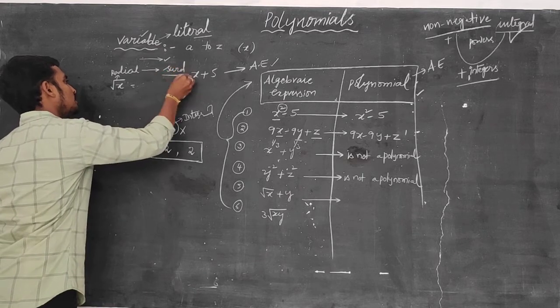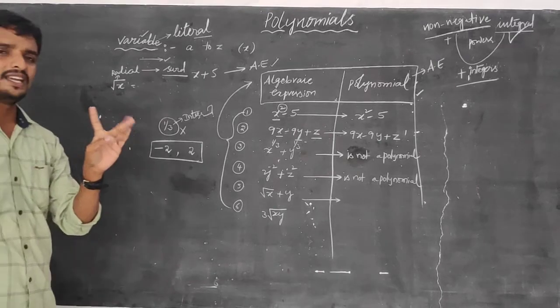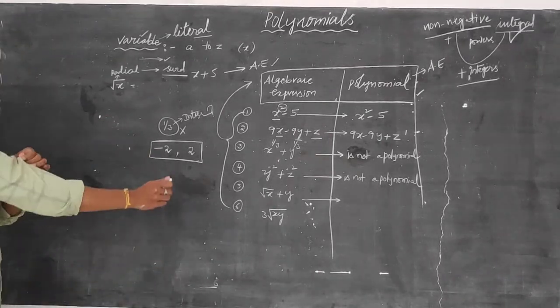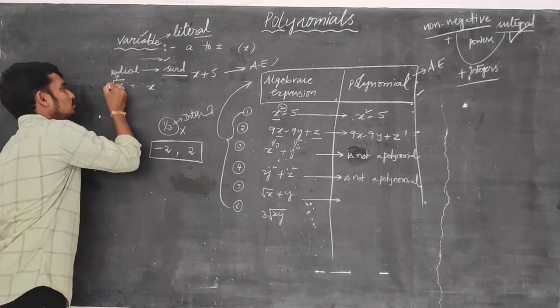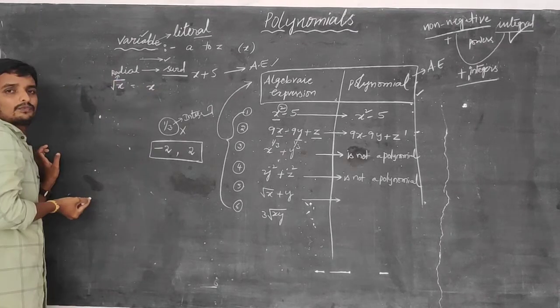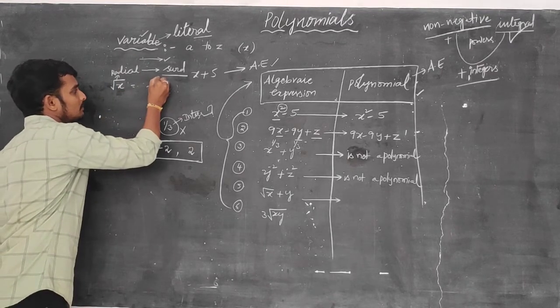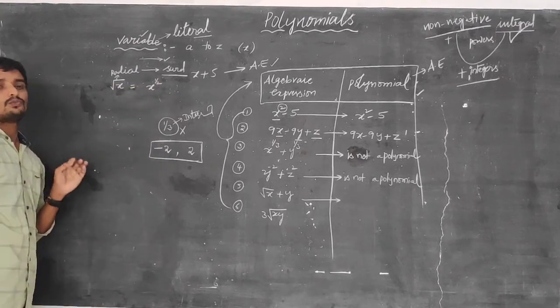Surd means exponent. Exponent means index. Those are so many words. Exponents, powers, index, surds, all are the same. So we are converting here. What is the number here? x. What is the number here? 2. 2 is converted to the surd form. It becomes 1 by 2.